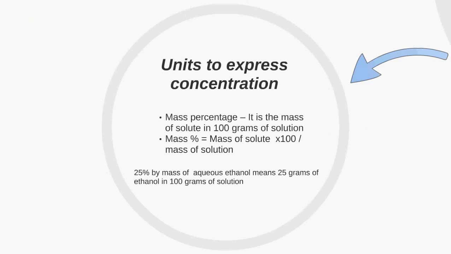Let's pass on to the units to measure concentration. Mass percentage. It is the mass of solute in 100 grams of solution. Representation is mass percentage. Example, 25% by mass of aqueous ethanol means it has 25 grams of ethanol in 100 grams of solution. That is, there are 75 grams of water.